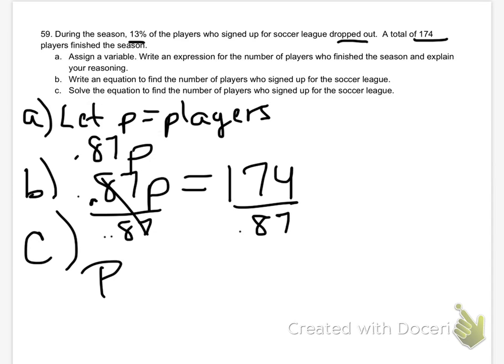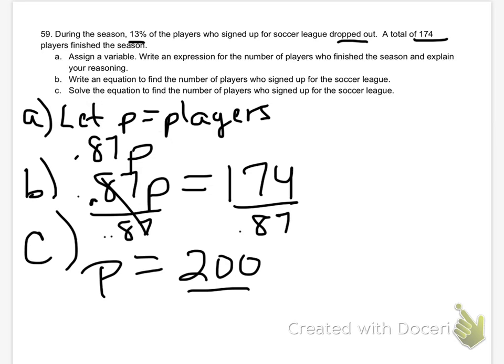1 times P leaves me with P. So there was P number of players, and 174 divided by .87 gives me a total of 200. Now, make sure that it makes sense in terms of the problem. P was the number of players who signed up. So would it make sense that 200 signed up, 13% dropped out, and left me with 174 to finish?